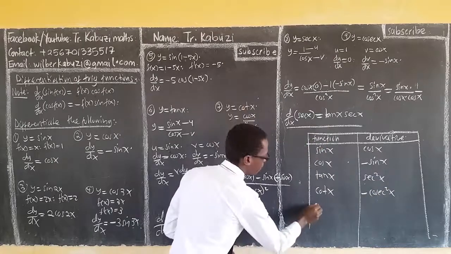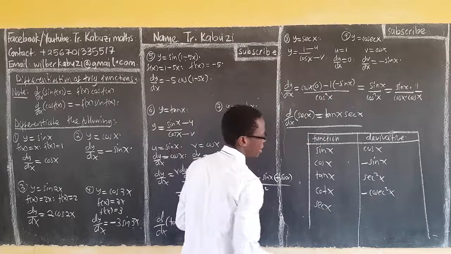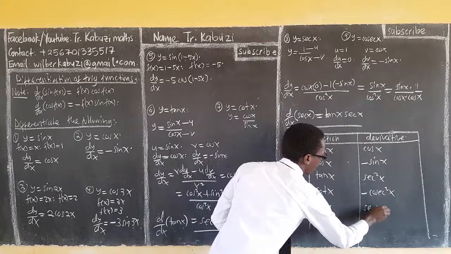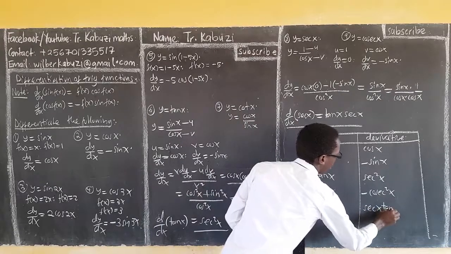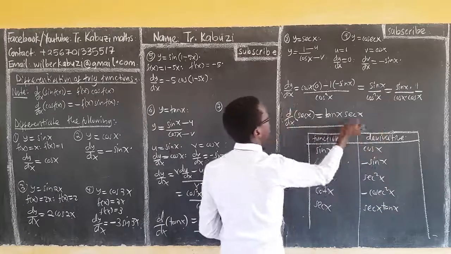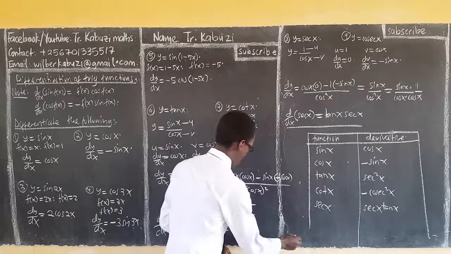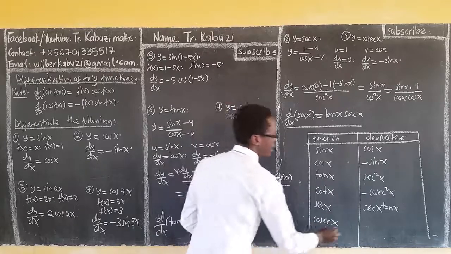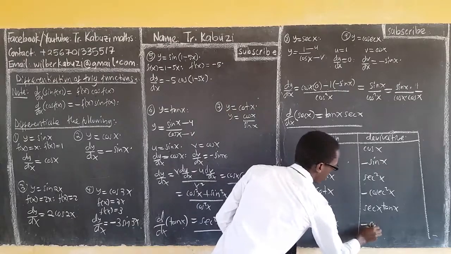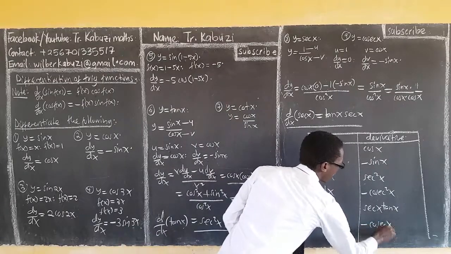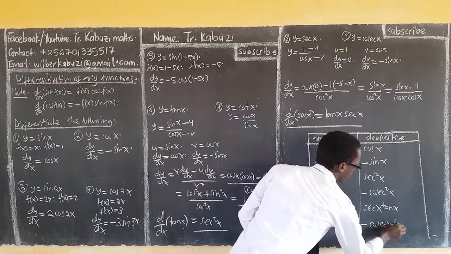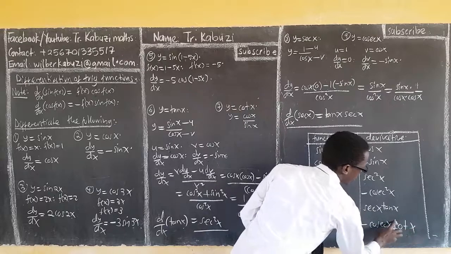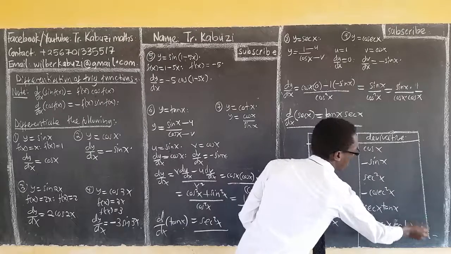If we have sec x, we have seen we get sec x tan x. If we have now cosec x, the answer I'm expecting is negative cosec x cot x.